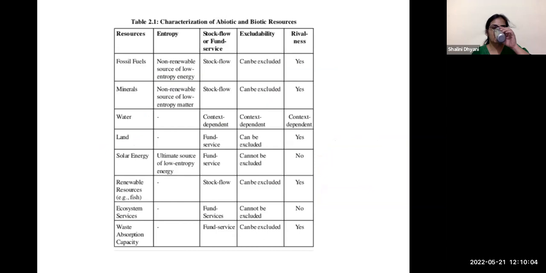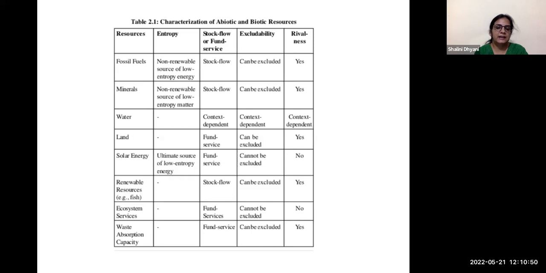For example, you know that your fossil fuels are basically excludable services. Your minerals are non-rival services. Water is again context dependent. It can be a private good also. It can be a common good also. If it is in an ocean, or in a river or a bigger wetland, it can be a fund service. If again the land is a common land, common pool resources, it can also be a personal or private good, for example your farmhouse or agriculture field, so that depends on which category it is kept.